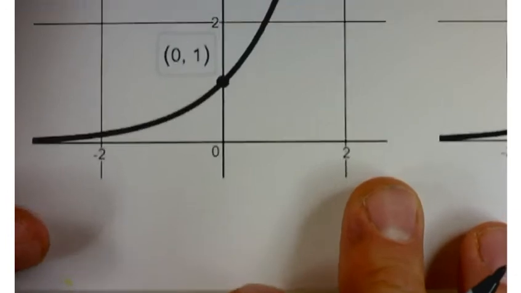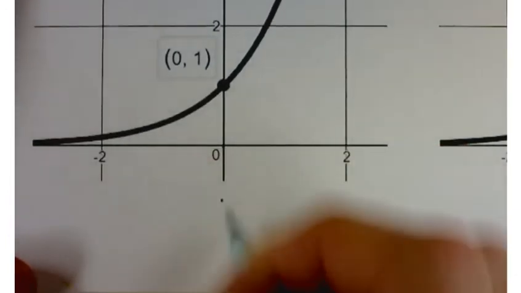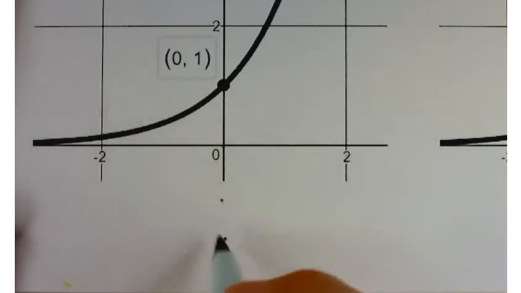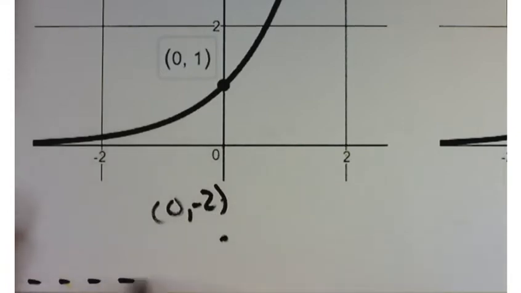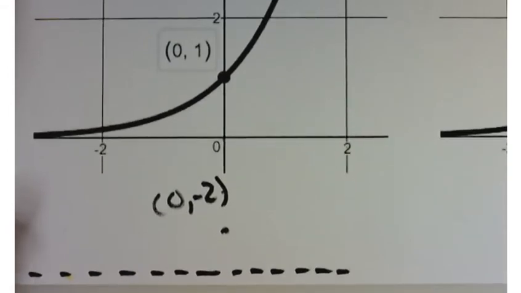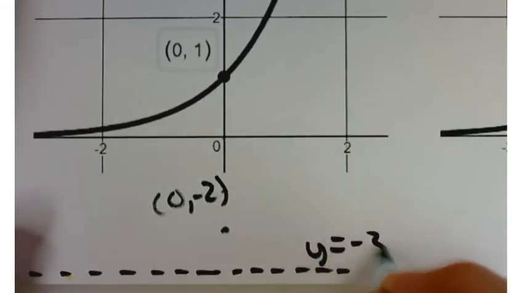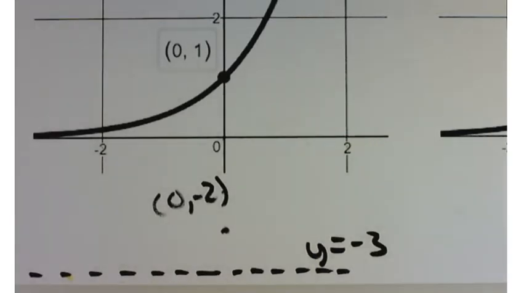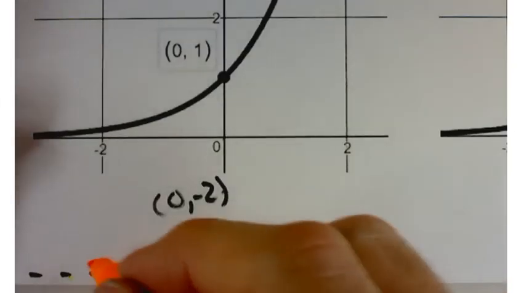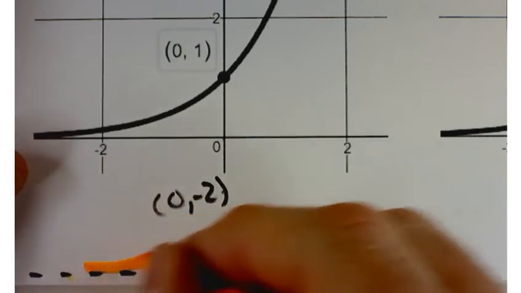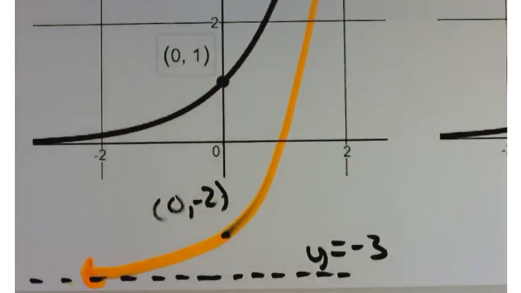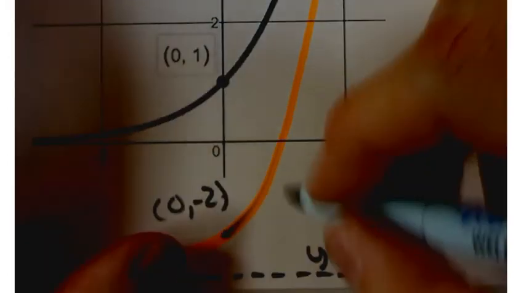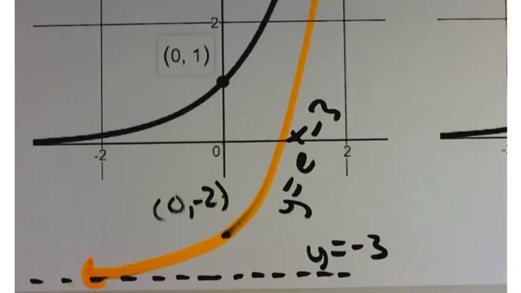So let's just kind of roughly sketch in a couple things here. Down by 3 would be 1, 2, 3. So down here, 0, negative 2. And then way down here, yeah, you kind of fake it a little bit. At y equal negative 3, there's going to be your horizontal asymptote. And basically, it's the same kind of shape that we had right here, just shifted down. So that's your graph of y equals e to the x minus 3. So nothing much different. Just shifting that graph down.